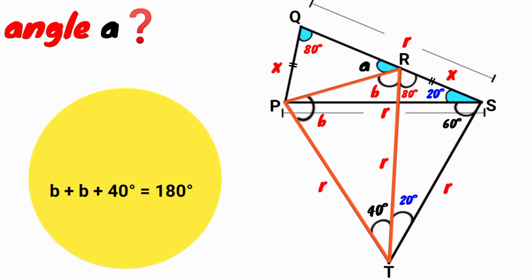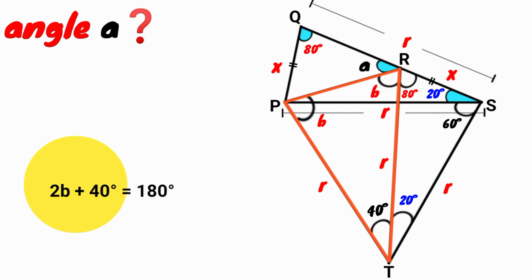So B plus B degrees equal to 180. B plus B is 2B. Take 20 degrees to the right. 180 degrees minus 20 degrees is 140. So 2B equal to 140 degrees. Multiply both sides by 1 over 2. Here 2B times 1 over 2 is B, while here 140 times 1 over 2 is 70 degrees. So B equal to 70 degrees. That is, the size of this angle is 70 degrees.